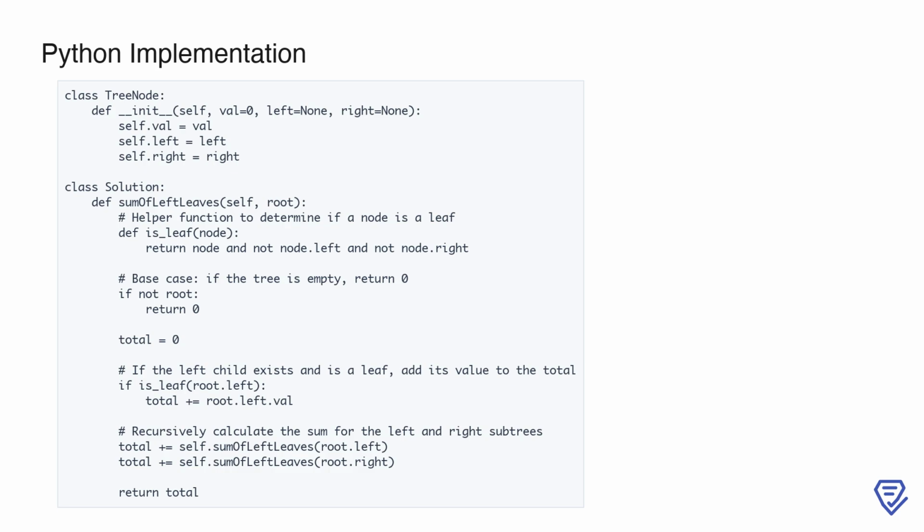This approach efficiently traverses the entire tree and ensures that only left leaves contribute to the sum. Overall, this implementation is concise, handles edge cases, such as empty trees, and adheres to the problem's constraints. The algorithm runs in O(n) time because each node is visited exactly once during the traversal, where n is the number of nodes in the binary tree.